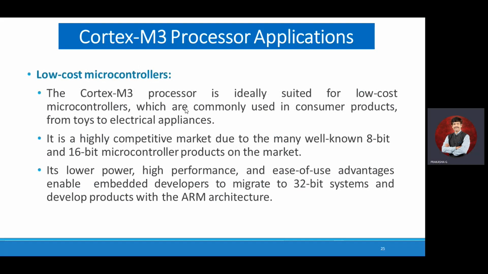So your microprocessor, the Cortex M3, which is developed with the Thumb2 instruction set, should reach the large market where the cost is supposed to be less, economical. It's not too cheap, it should be economical. Everyone can afford it. The Cortex M3 processor is ideally suited for low-cost microcontrollers, which are commonly used in consumer products from toys to electrical appliances. Even household appliances.